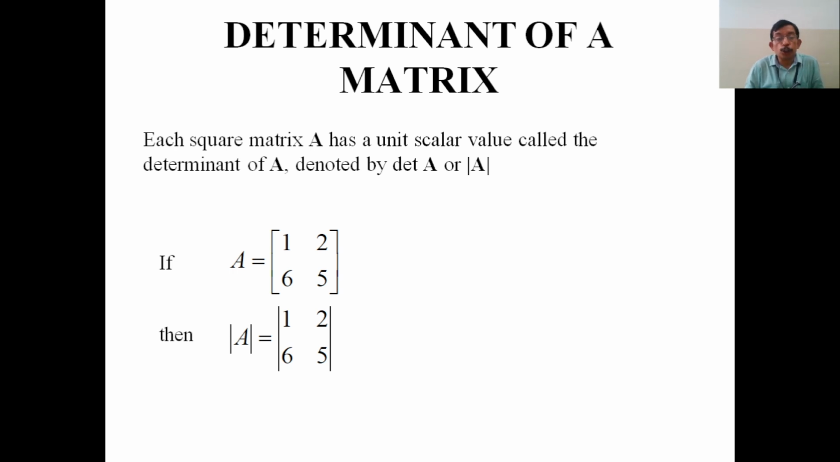It's a simple process to find the value of a second order determinant: the difference of the multiplication of the diagonal elements. Suppose a 2 by 2 order determinant is given here. The first diagonal elements are 1 and 5, and the second diagonal elements are 2 and 6. The value of the determinant is the difference of the multiplication of the diagonal elements. The first diagonal gives 1 times 5, which is 5. The second diagonal gives 6 times 2, which is 12. So 5 minus 12 is equal to minus 7, the value of the second order determinant.